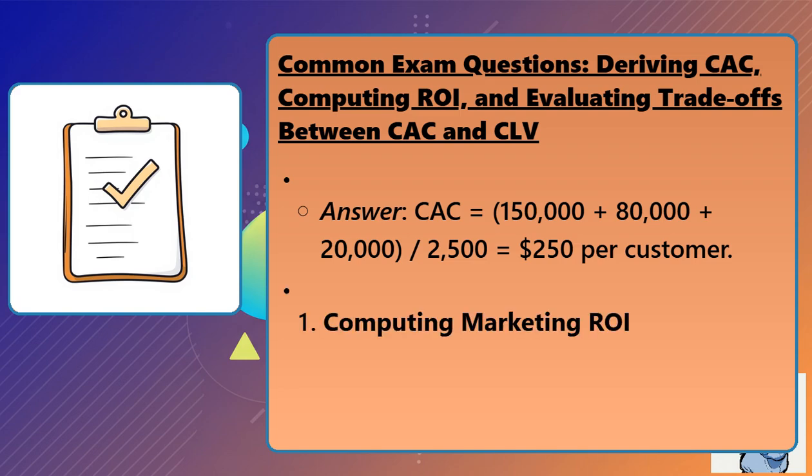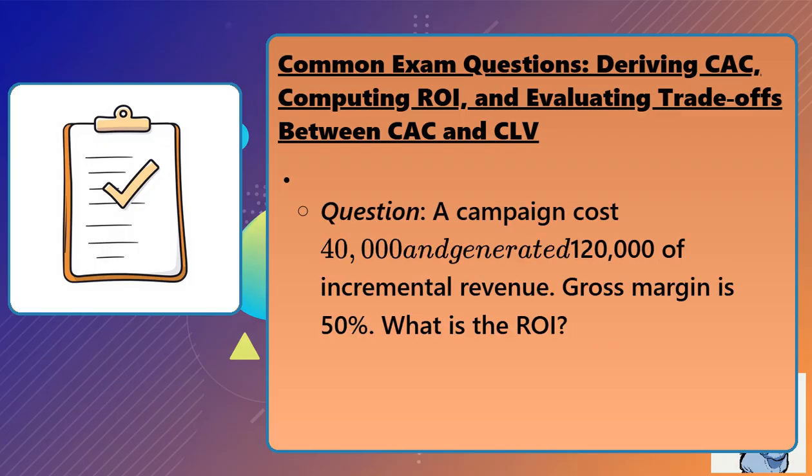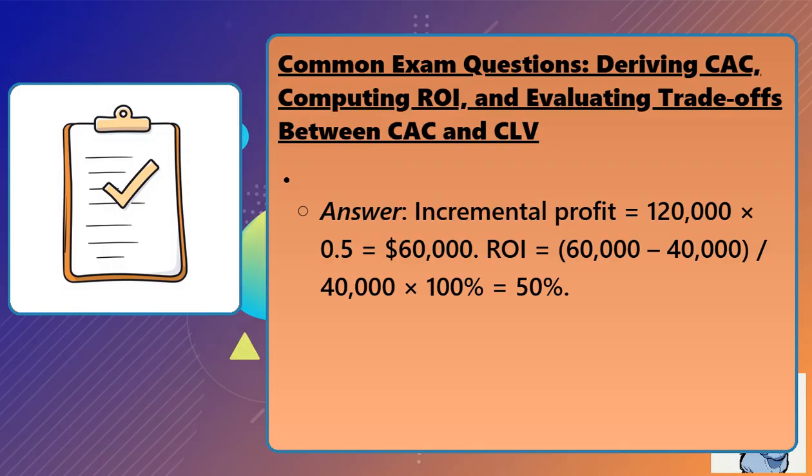Type 2: computing marketing ROI. Question: a campaign cost $40,000 and generated $120,000 of incremental revenue. Gross margin is 50%. What is the ROI? Answer: incremental profit equals 120,000 times 0.5 equals $60,000. ROI equals (60,000 minus 40,000) divided by 40,000 times 100% equals 50%.